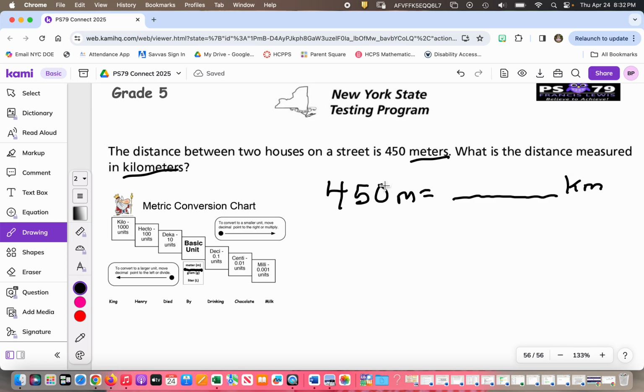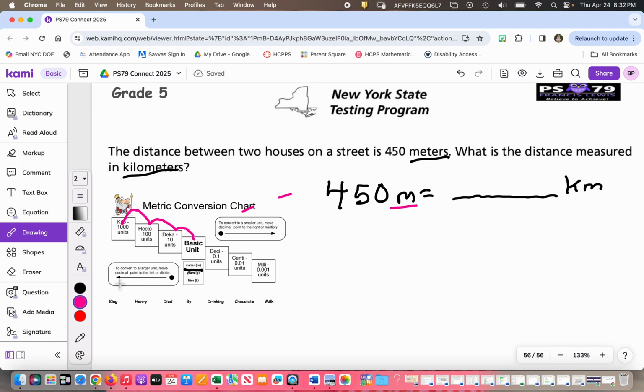A good way to do that is to use our chart here, or a metric conversion chart. And we tell the students this: find out wherever you're starting. So we know we're starting here. Let me just switch colors real quick. We're starting with meters. So we want to go from our basic unit of meters right here to kilometers. So we want to think about which way we are going on the staircase. Well, I can see kilo is all the way up top. So we're going 1, 2, and 3 steps to the left.